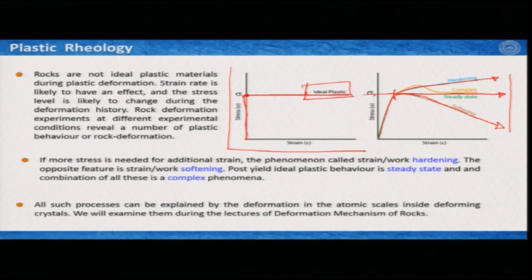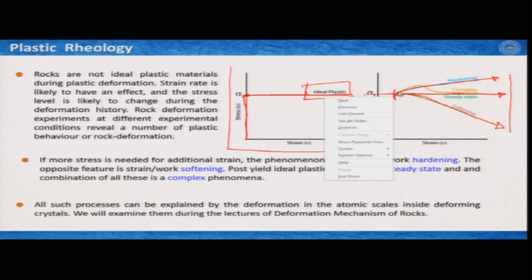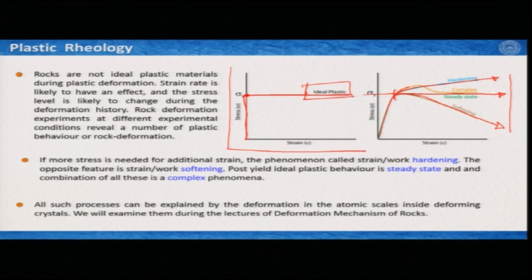We observe all sorts of curves in rock deformation experiments, and together with this we saw curves that involve hardening, steady state and softening, which is the orange curve here that goes like this. So, you see after the yield you have hardening, then you have softening and then steady state. So, this is known as complex flow or complex plastic rheology.